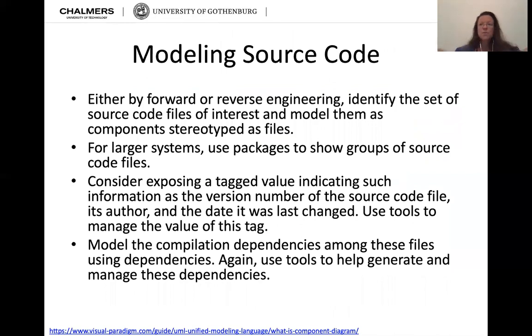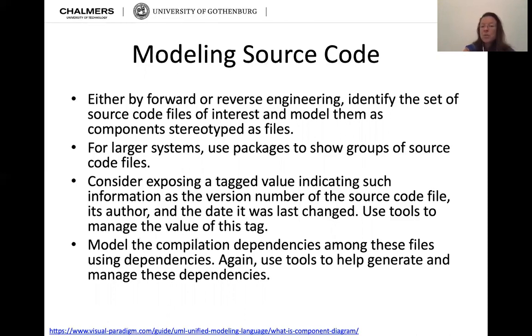We can also use component diagrams to model source code. So we can use them either in forward or reverse engineering. And we can then identify the set of source code files of interest and model them as components stereotyped as files. For larger systems, we can use packages to show groups of source code files. And we can consider exposing a tag value indicating such information, like the version number of the source code file. We can denote the author with it, and we can also check the date it was last changed or tag that value. And there are tools that we can use to manage the value of those tags.